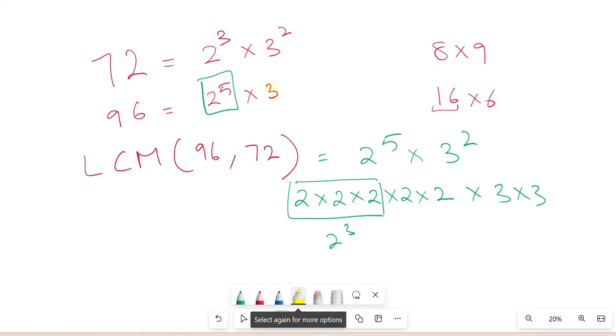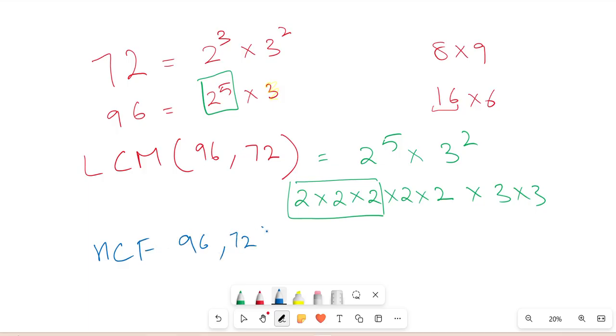I can make it simpler with the Venn diagram. Let me discuss HCF first. For HCF, I want the biggest number which can divide both 72 and 96. If I write 2 cube, that is the highest power of 2 which will divide both 72 and 96. If I write 2 raised to 5, it will definitely divide 96 but not 72, because 72 has the highest power of 2 as only 2 cube. In the same way, for the highest power of 3, I can take only 3 raised to power 1, because if I take 3 square, it won't divide 96. So this will be my HCF.